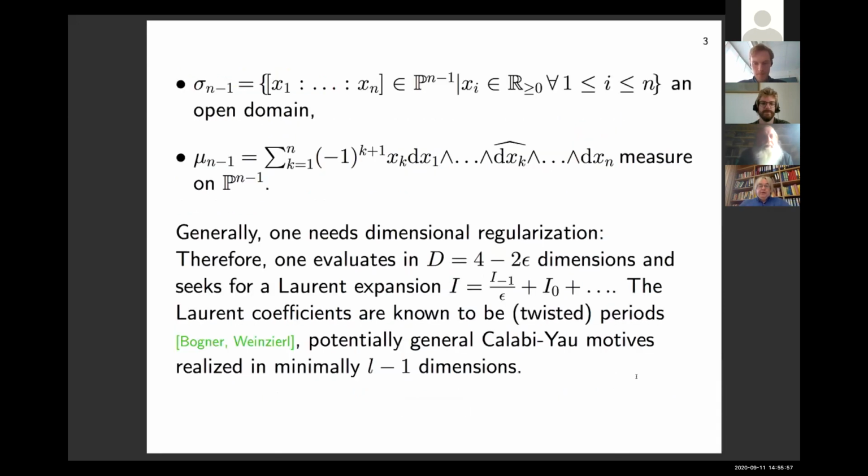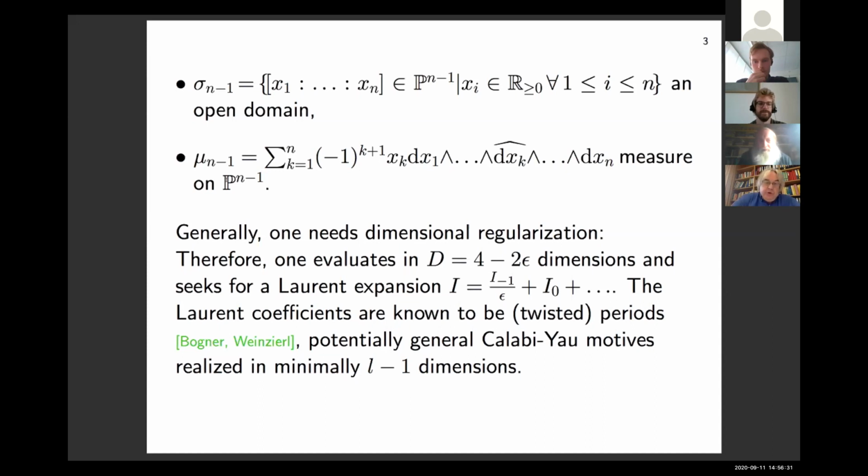Let me come to this integration domain. It is in P^{n-1}, written in homogeneous coordinates, and all the x_i are positive real numbers. That is a chain integral because we integrate over an open domain. On the other hand, the measure we know very well from Calabi-Yau period integrals; it is basically the standard measure on P^{n-1}.